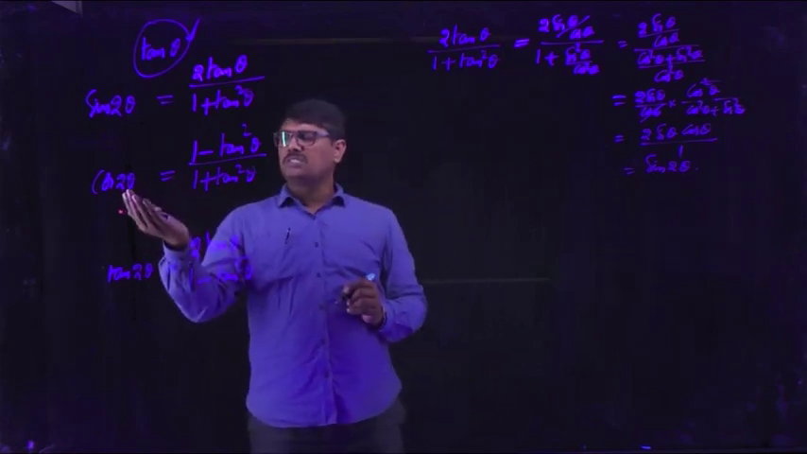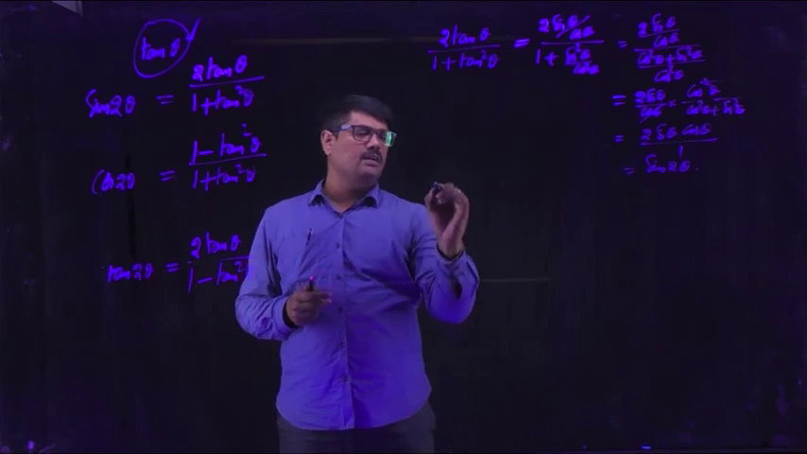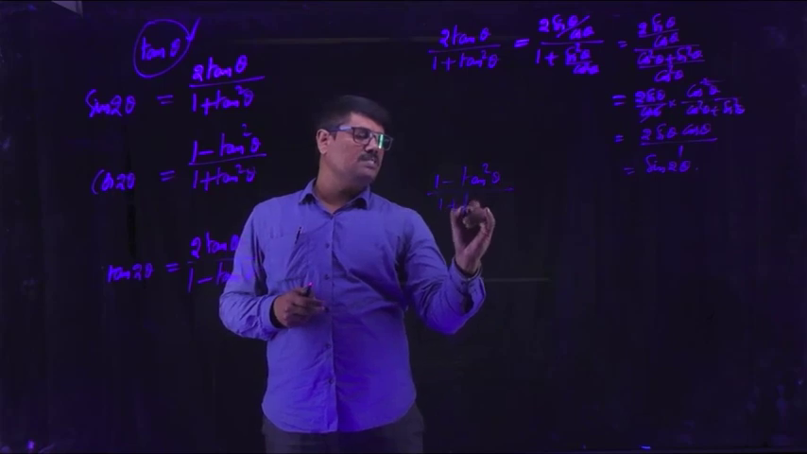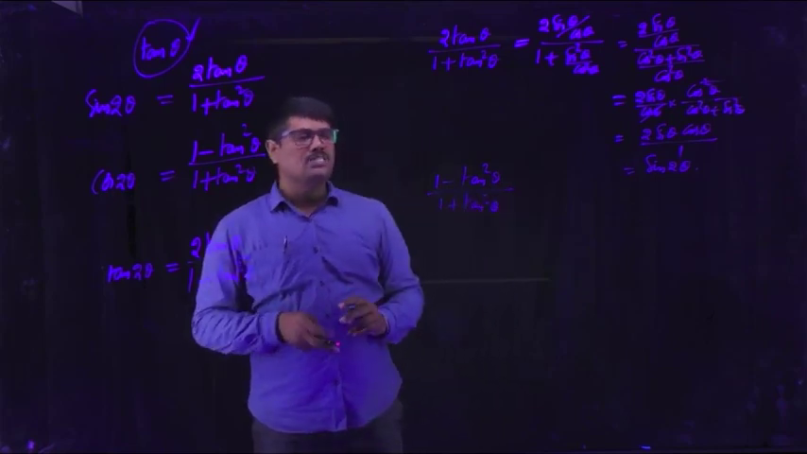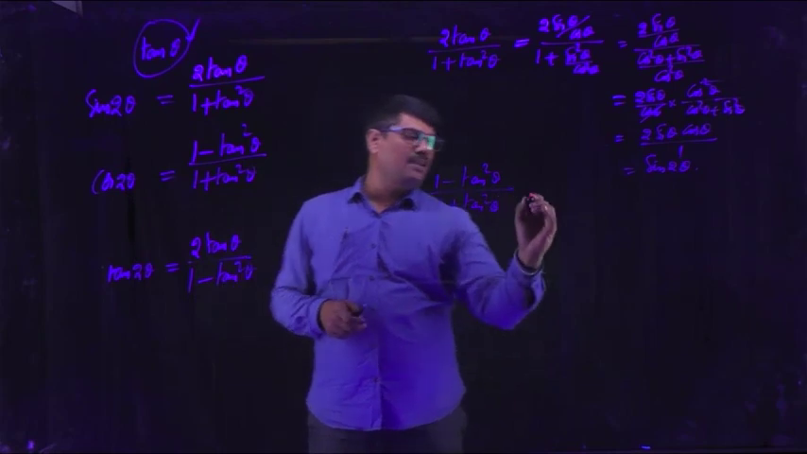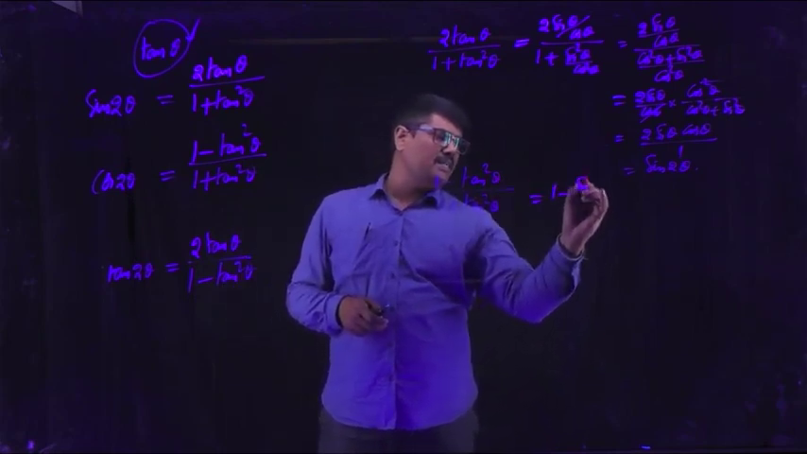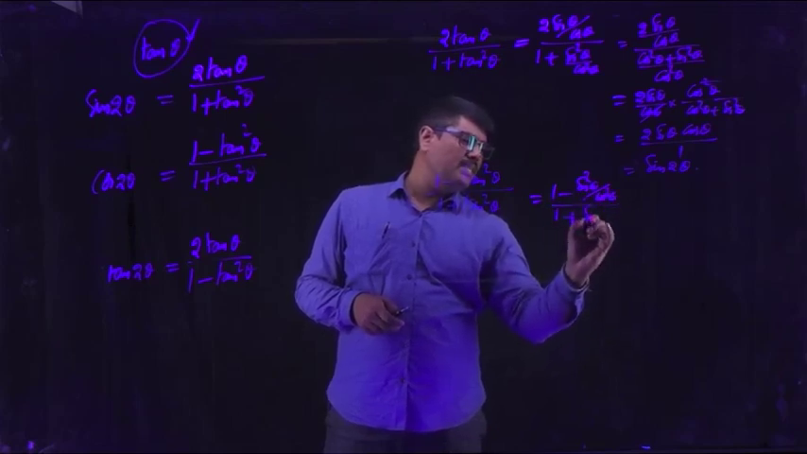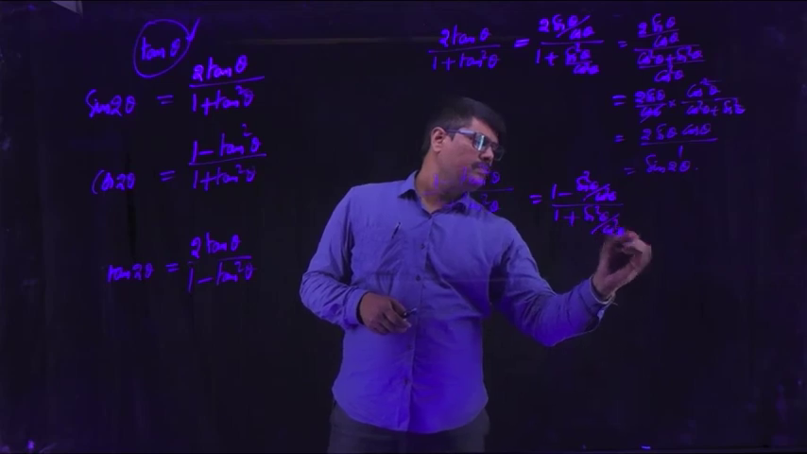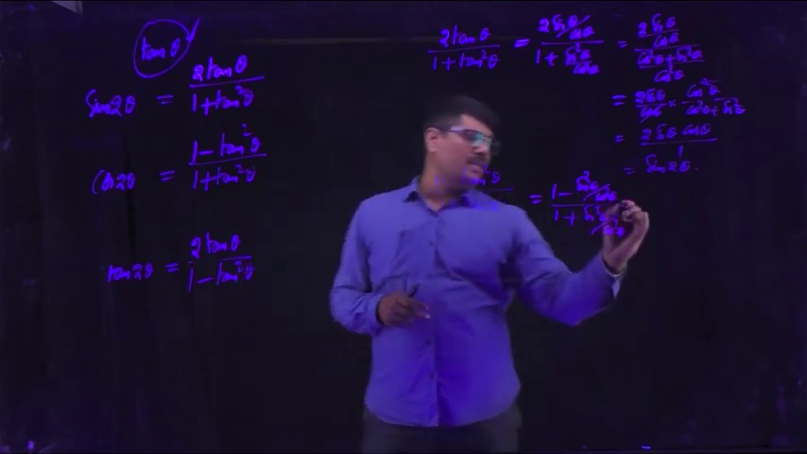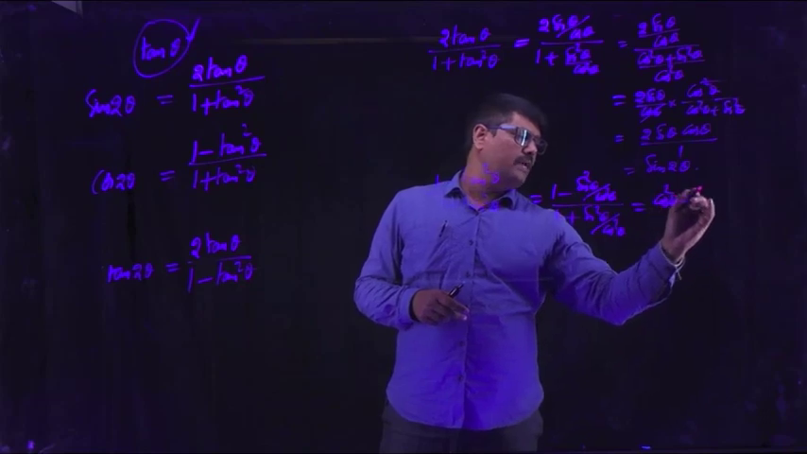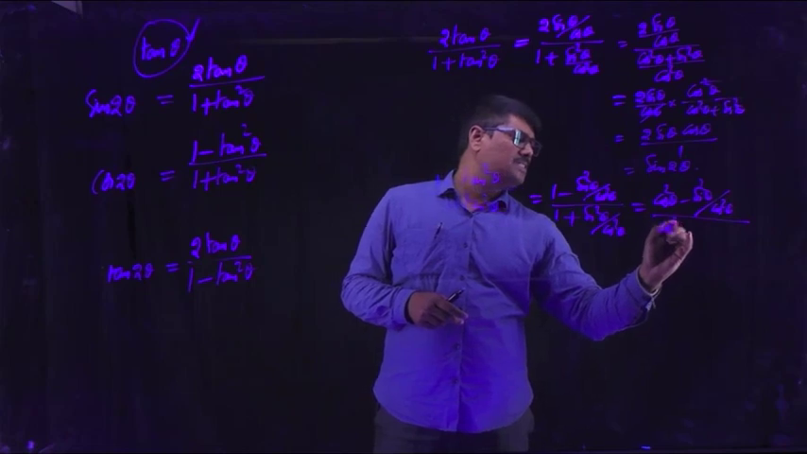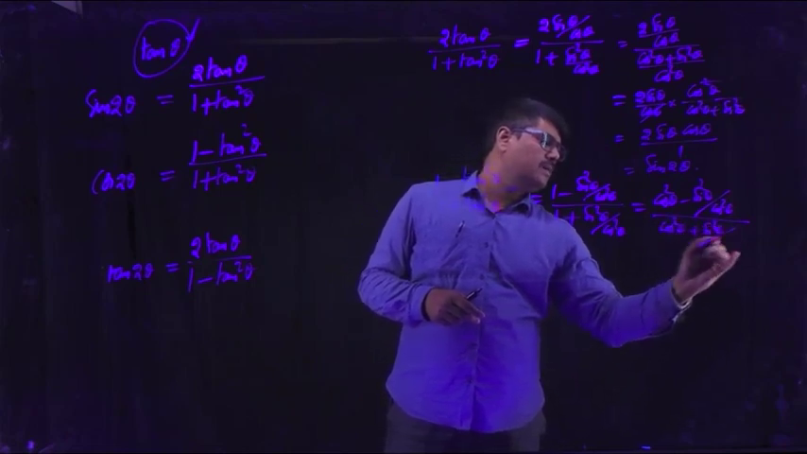Now, how is cos 2 theta in terms of tan theta? Again start with 1 minus tan square theta by 1 plus tan square theta. In the same manner, convert tan square theta as sin square theta by cos square theta. So we have 1 minus sin square theta by cos square theta, divided by 1 plus sin square theta by cos square theta. Considering LCM for both numerator and denominator, you come to this step: cos square theta minus sin square theta by cos square theta, whole divided by cos square theta plus sin square theta by cos square theta.